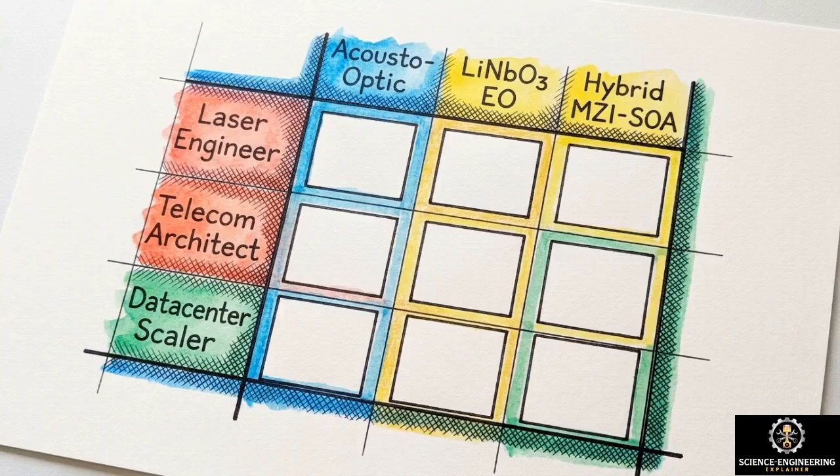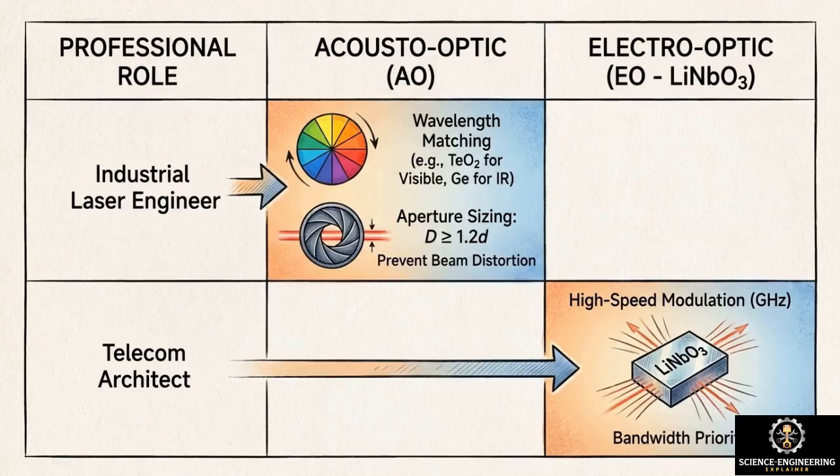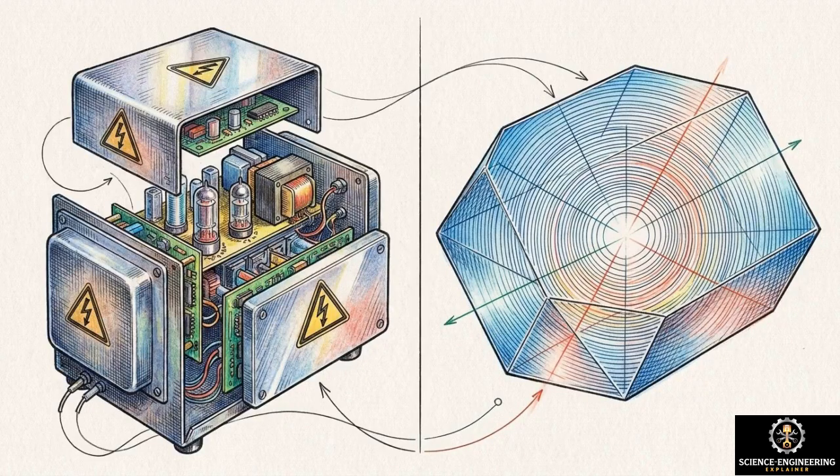This evaluation scorecard maps the 3 technologies to specific engineering requirements. Industrial laser engineers should prioritize acousto-optics. Focus your budget on wavelength-matched crystals and precise aperture sizing. Telecom architects require Lithium Niobate Electro-Optic Modulators. You must account for the footprint of high-voltage drivers and choose the crystal cut that best manages your system's acoustic noise.